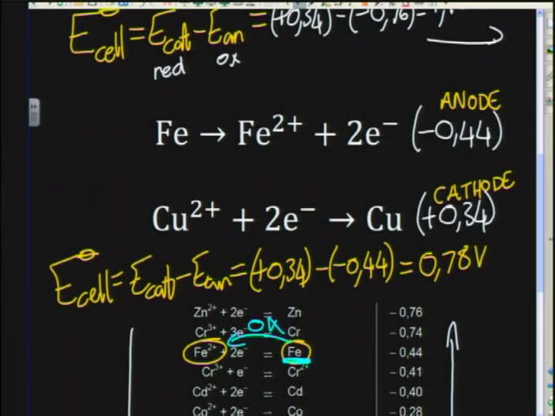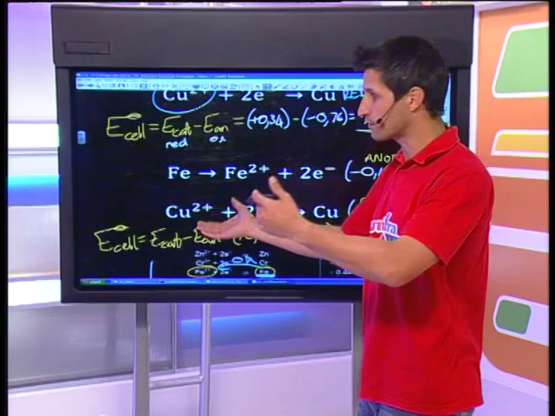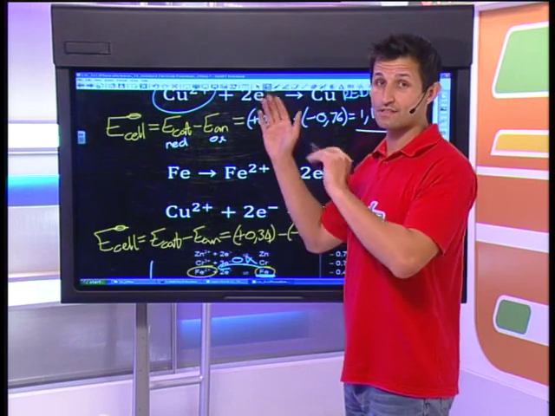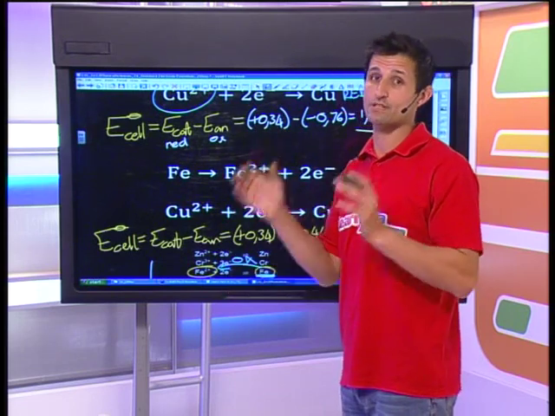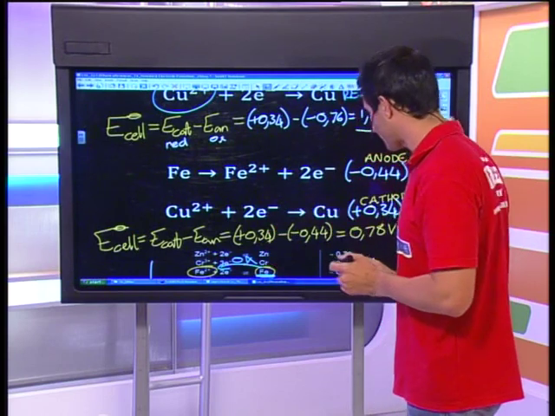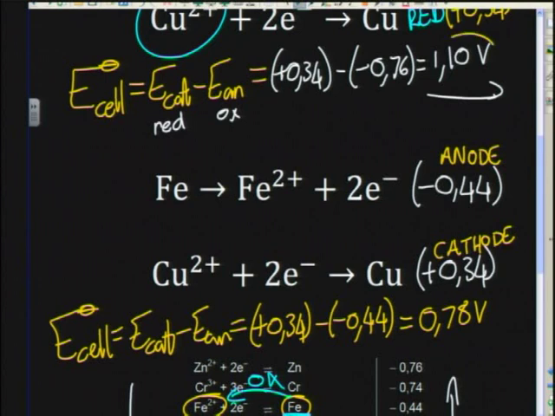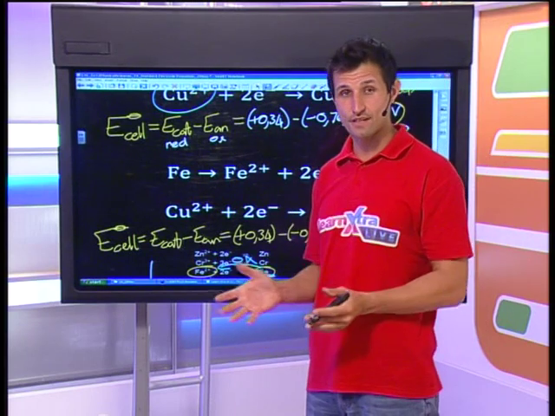That's much less than 1.1 volts. And that's exactly what we found in our experiment. Iron will produce less voltage when combined with copper than zinc. So a zinc-copper battery is a much better battery than an iron-copper battery. That's pretty fascinating. But now, what about the fact that these are positive? What does it mean? Well, the fact that these are positive means that these reactions are spontaneous and they can give off energy.